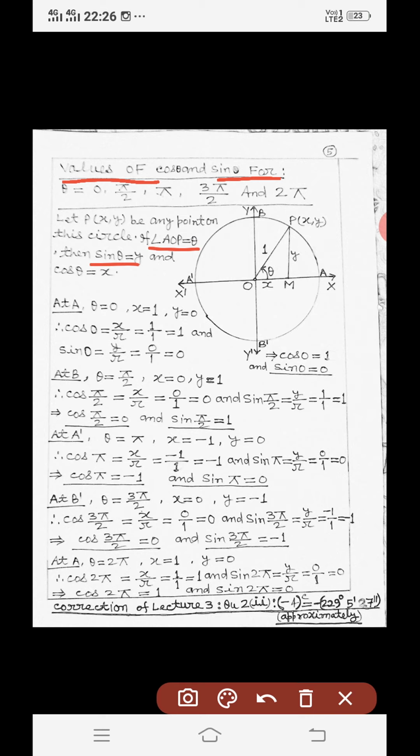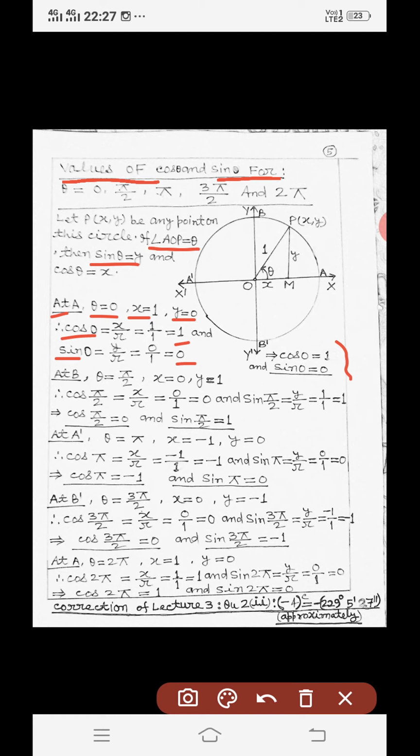At A, theta is equal to 0, x is equal to 1, y is equal to 0. So cos 0 is equal to x by r equal to 1 by 1 equal to 1, and sin 0 is equal to y by r equal to 0 by 1 equal to 0. Implies that cos 0 is equal to 1 and sin 0 is equal to 0.